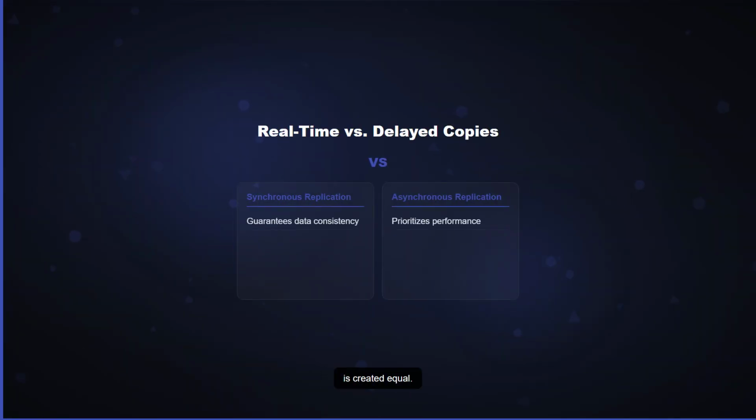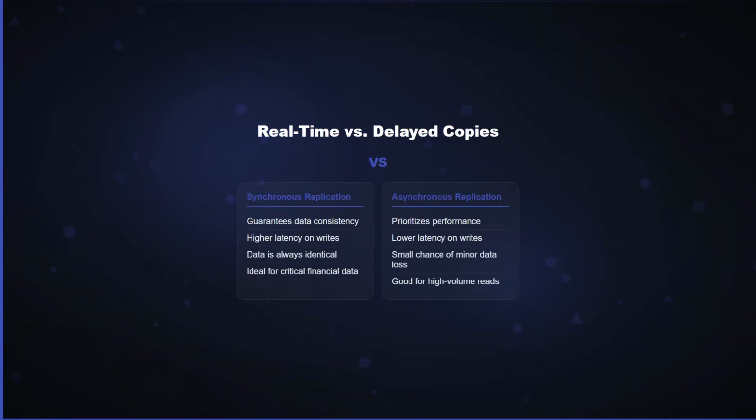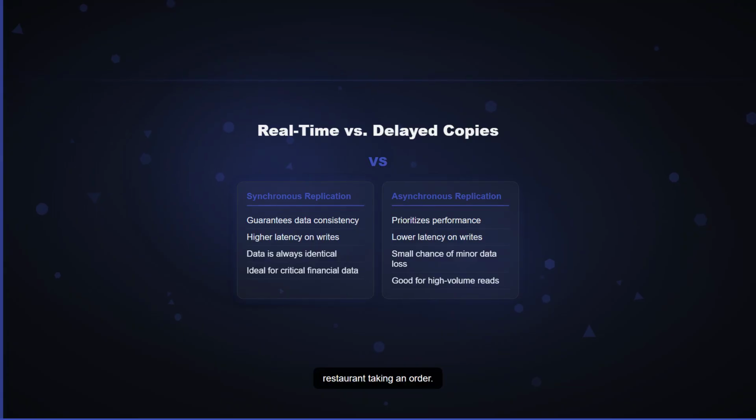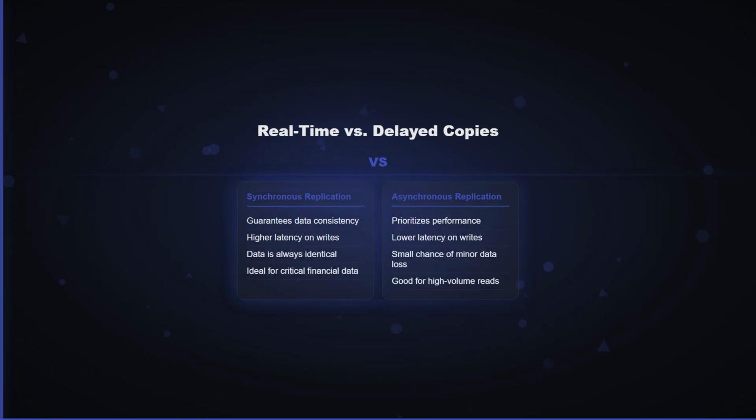Now, not all replication is created equal. There are a couple of main strategies, and each has its pros and cons. Let's look at the two big ones: synchronous and asynchronous replication. Imagine you're at a restaurant taking an order. With synchronous replication, the waiter, your primary database, won't tell the chef, your application, that the order is taken until every other chef in the kitchen, your replicas, has also written it down. It's slow, but absolutely guarantees everyone has the exact same order.